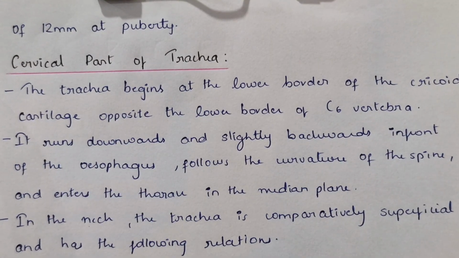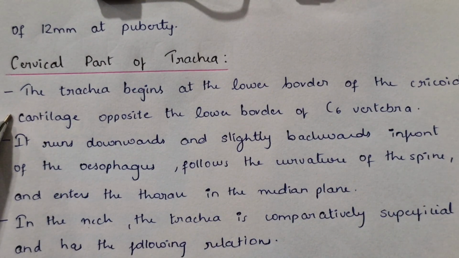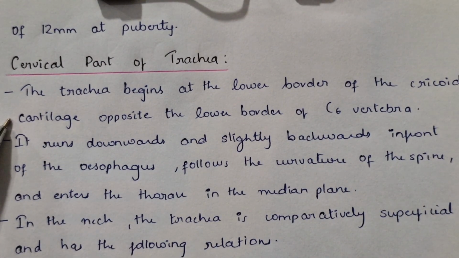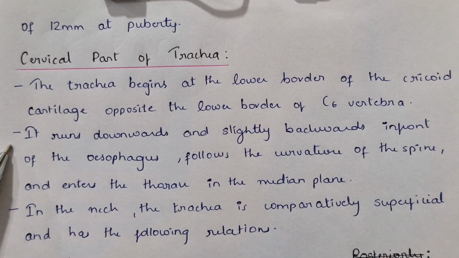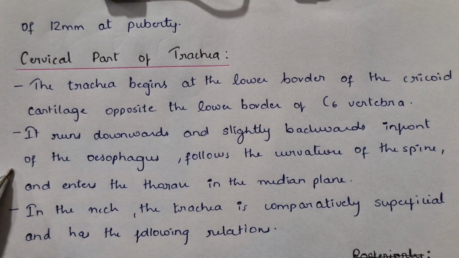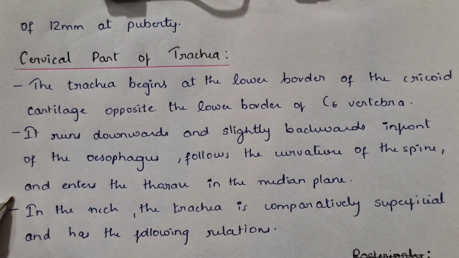Cervical part of the trachea. The trachea begins at the lower border of the cricoid cartilage, opposite the lower border of the C6 vertebra. It runs downwards and slightly backwards in front of the esophagus, follows the curvature of the spine, and enters the thorax in the median plane.